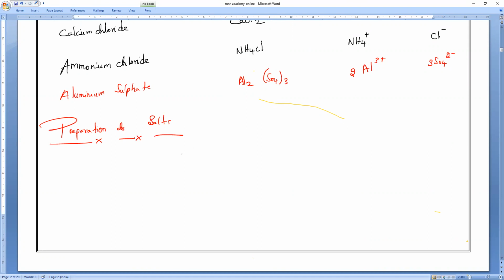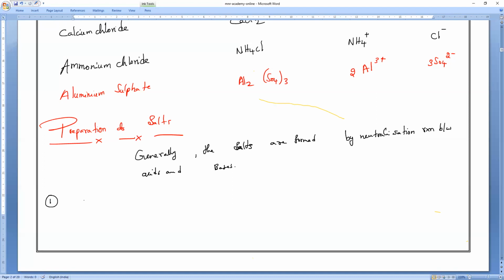Generally salts are formed by neutralization reaction of what? All of you? Neutralization reaction of what? Base plus acid. Yeah, that is what. So generally the basic method which you people know, salts are formed by neutralization reaction between acid and base. Okay. So we have so many examples.